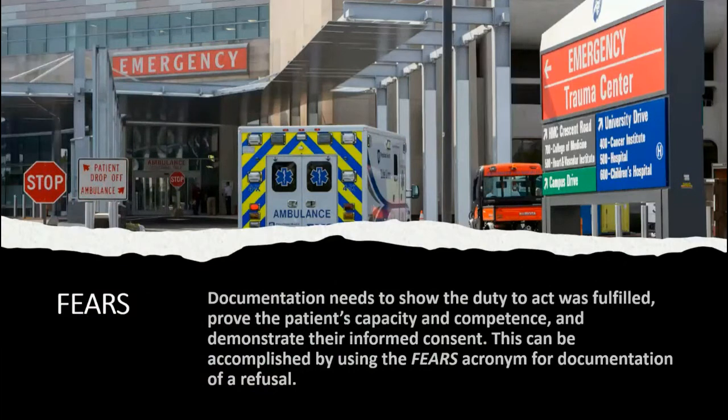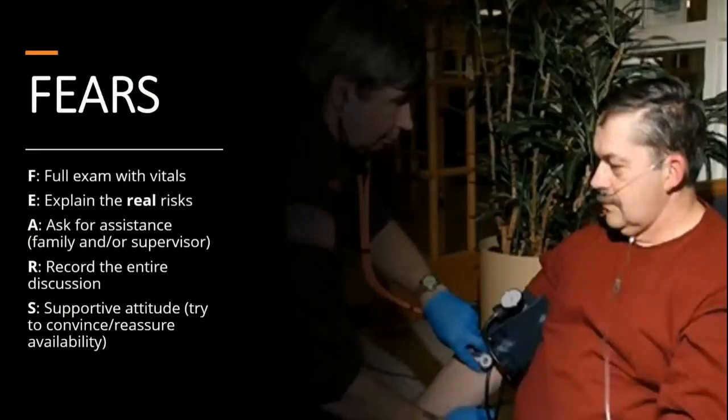There are a couple of ways we document the capacity assessment. There's a couple of different mnemonics out there, but this is the one I like best when we talk about documenting refusals. It's called FEARS. And when we're documenting refusals, there's a couple of things that have to happen. You have to document that your duty to act was fulfilled when you responded to the call and made patient contact. You have to prove the patient's capacity and competence, and you have to demonstrate that they made an informed consent and decision. And the FEARS acronym or mnemonic for documentation of a refusal is a great way to do it. And here is the FEARS mnemonic.